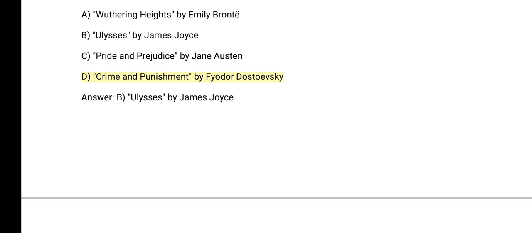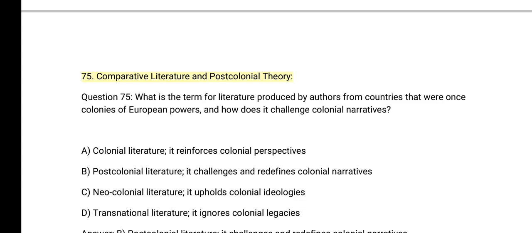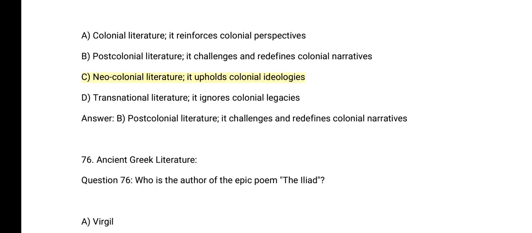75. Comparative literature and postcolonial theory. Question 75. What is the term for literature produced by authors from countries that were once colonies of European powers, and how does it challenge colonial narratives? A. Colonial literature. It reinforces colonial perspectives. B. Postcolonial literature. It challenges and redefines colonial narratives. C. Neo-colonial literature. It upholds colonial ideologies. D. Transnational literature. It ignores colonial legacies. Answer: B. Postcolonial literature. It challenges and redefines colonial narratives.